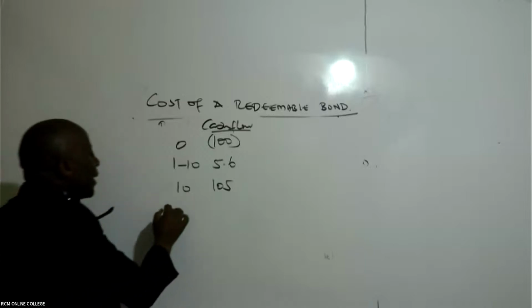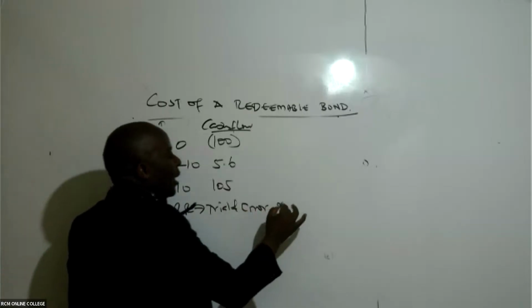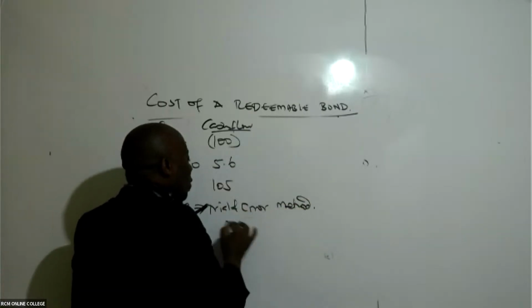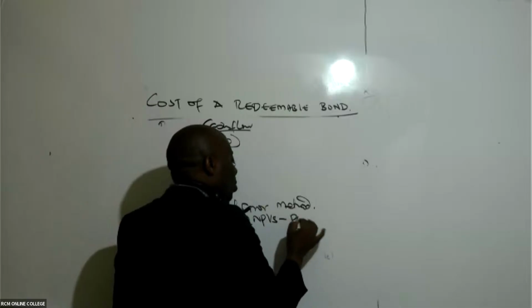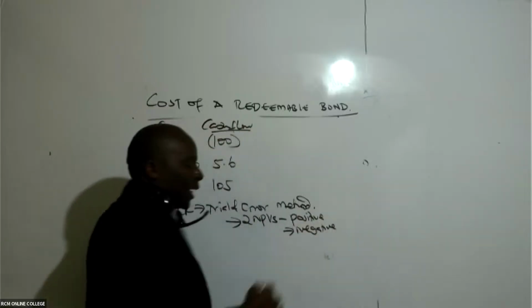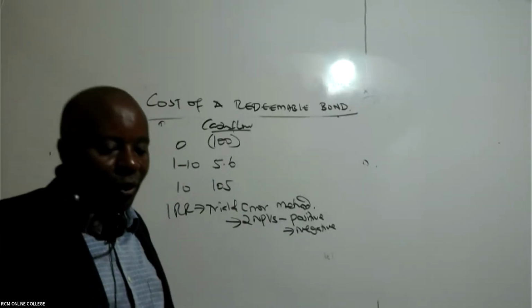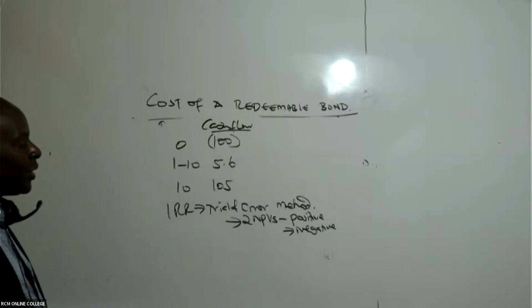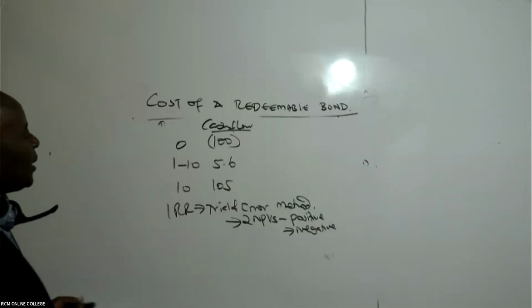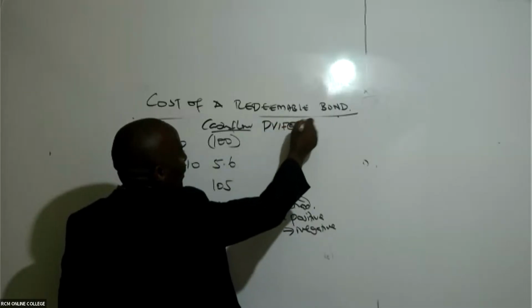So remember, for IRR, we normally use the trial and error method. And we need 2 NPVs. One must be a positive NPV, and the other one must be a negative NPV. So it's trial and error. So try in this case to use present value interest factors at 10%.